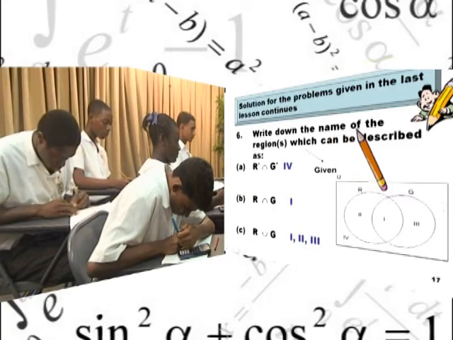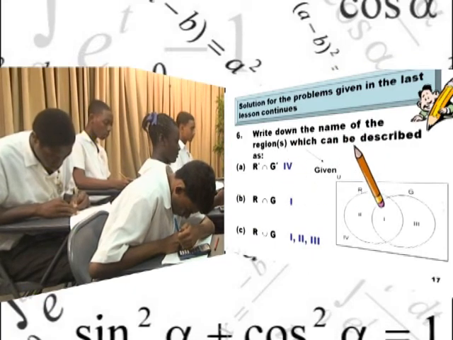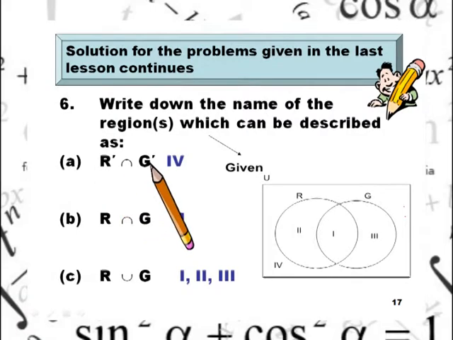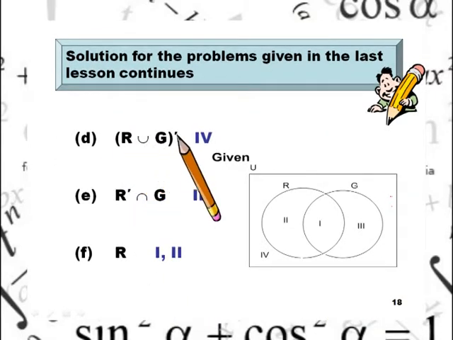6. Write down the name of the regions which can be described as A. R complement intersect G complement, region 4. B. R intersect G, region 1. C. R union G, regions 1, 2, 3. D. R union G, complement, region 4. E. R complement intersect G, region 3. F. R, regions 1 and 2.